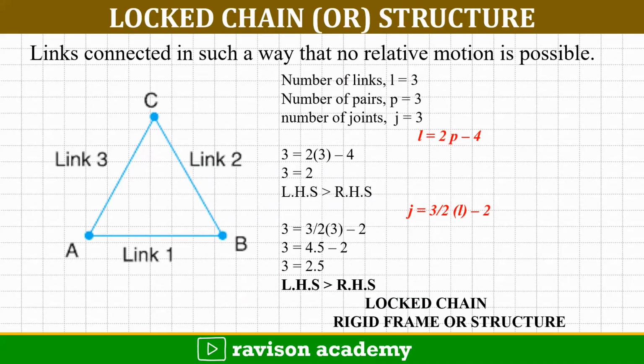So coming to the problem, here we take 3 connected links, link 1, link 2 and link 3, and the joints are named in alphabets. So the number of links is 3, number of pairs is 3 and number of joints is 3. Since this linkage has less than 4 links, 2 equations should be satisfied. That is L is equal to 2p minus 4 and J is equal to 3 by 2 L minus 2. So in this problem, LHS is greater than RHS. So we classify this chain as locked chain or rigid frame or structure.